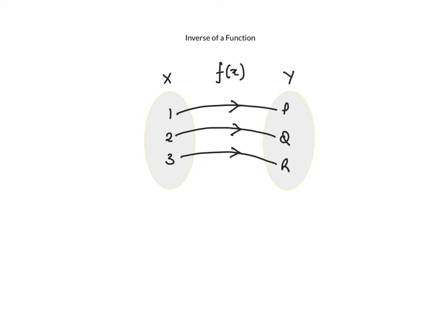The inverse of a function undoes that action and takes us back from each element in the range to a corresponding element in the domain. The notation that we use for the inverse of a function is f to the minus 1 of x. Not every function has an inverse. A function will only have an inverse if for each element in the range, the set y, we have one and only one element in the set x. This is called a one-to-one correspondence.